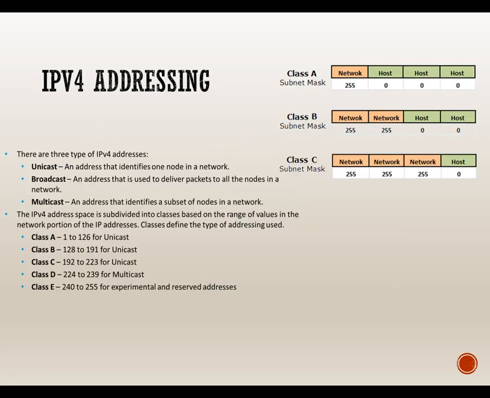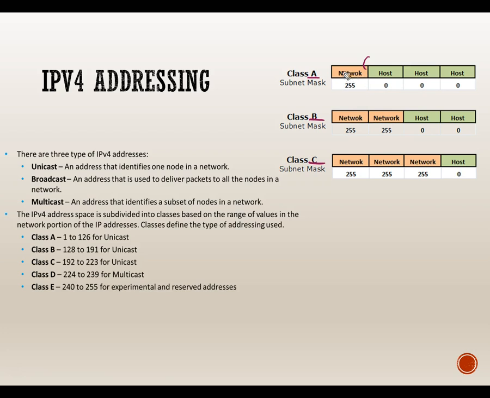IPv4 addressing, and we're going to look at the unicast, broadcast, and multicast separately. It'll be a relatively short one, but the addresses themselves are broken up into classes. We have Class A, Class B, and Class C. The difference between these is how many bits are part of the network and how many bits are part of the host. Each of them has a network and a host portion.